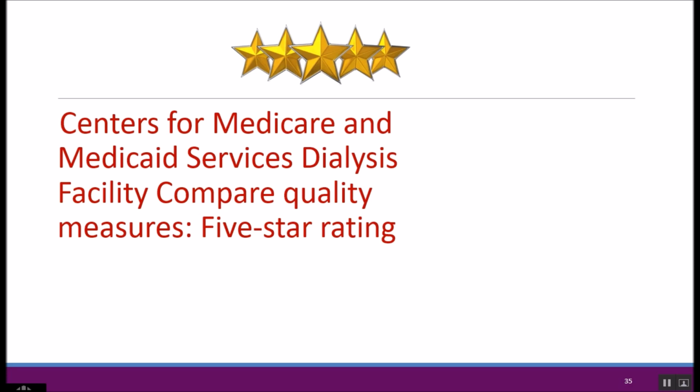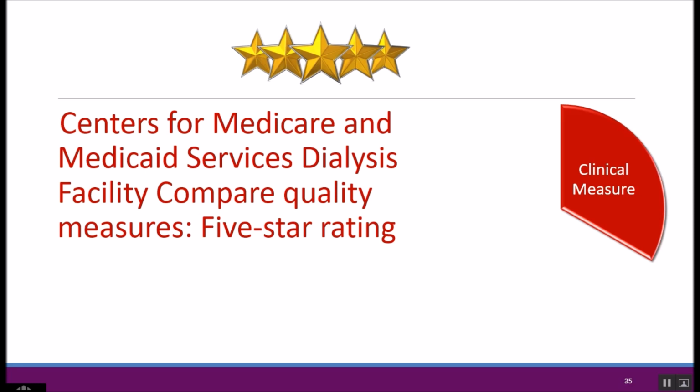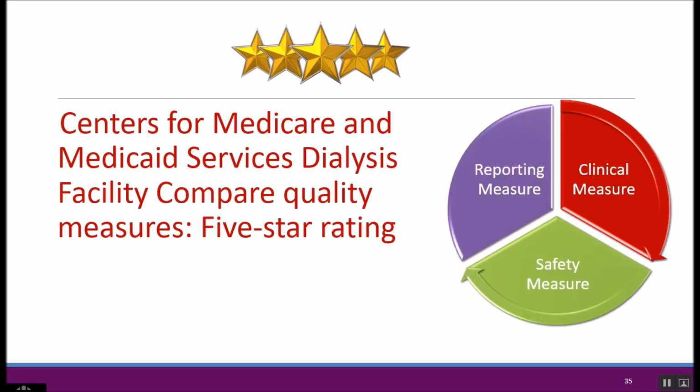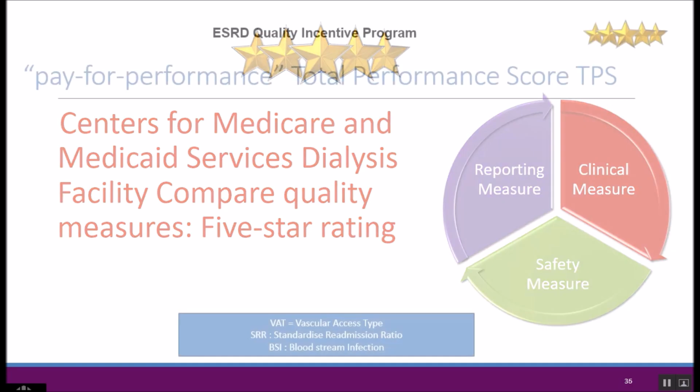The Centers for Medicare and Medicaid Services identify the 5-star dialysis centers by clinical measures, safety measures, and reporting measures with different weights. For example, you can have clinical measures at 75%, safety measures for infection control and others at 15%, and 10% for reporting. And this reporting is important for dialysis patients in order to have interpretation and to know what the center achieved and what the progress of improvement is.